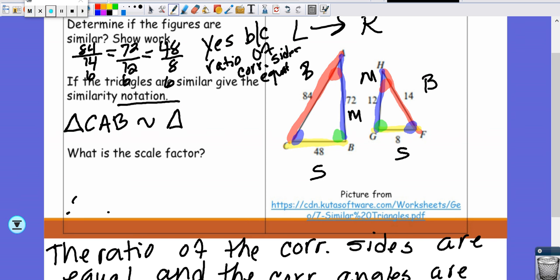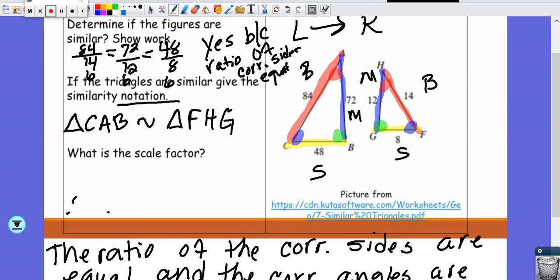So CAB is similar. That's the notation for similarity. Similar to triangle. Now I need to do the same thing. I need to start with the red side, F to H, and H to G. Okay? And that's my similarity notation.